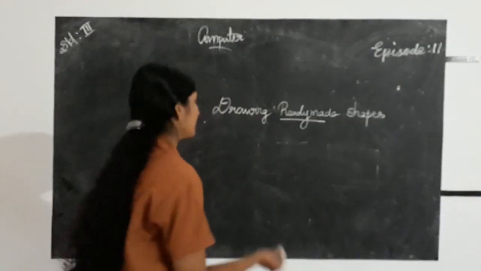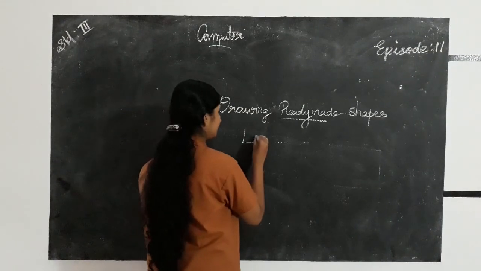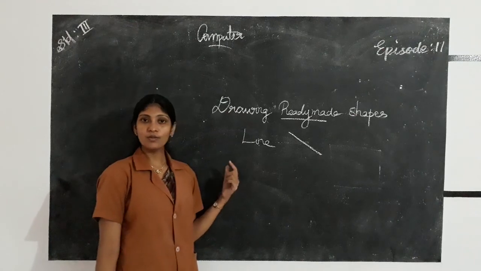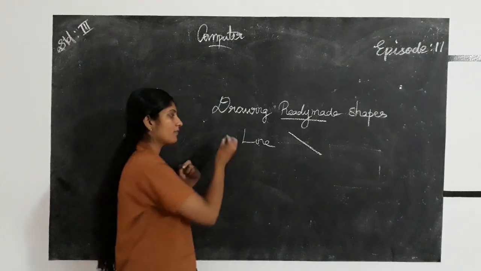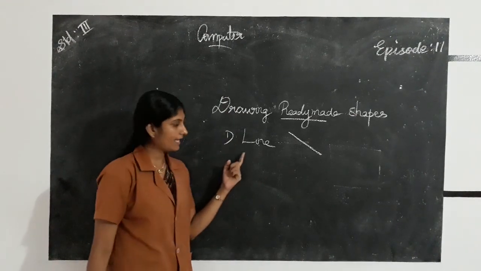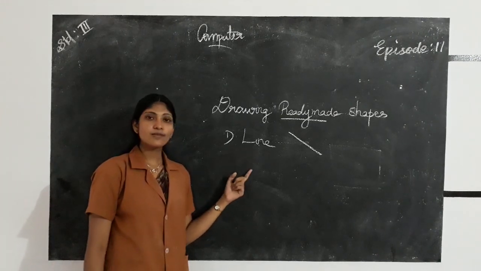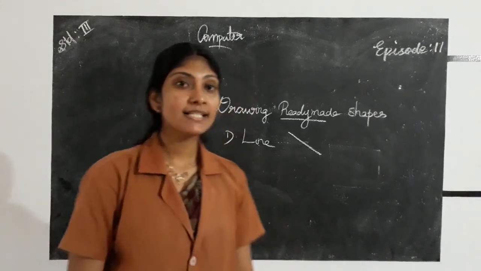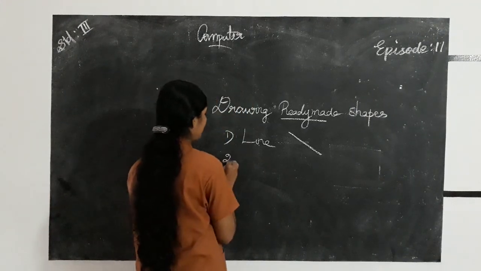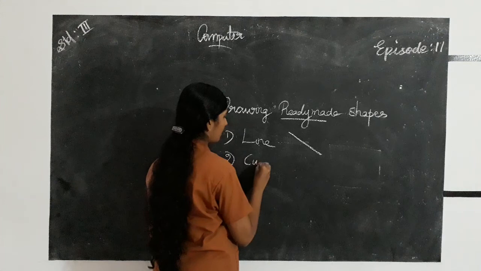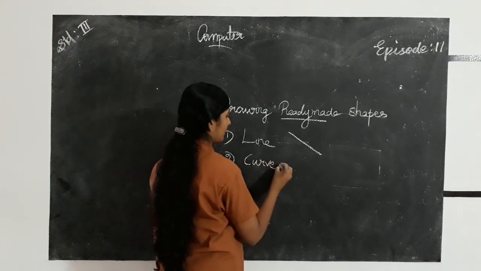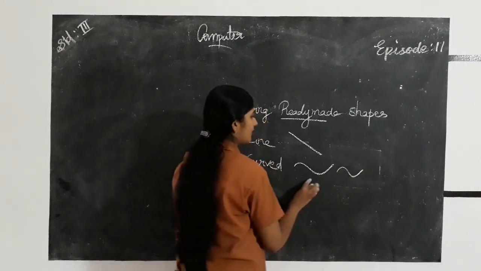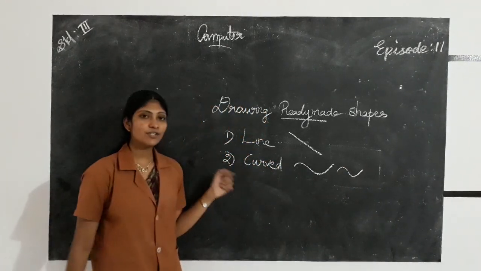So first shape is line. We know this is the line shape. It is used to draw lines. So first shape is what? Line. L-I-N-E, line. And this is used to draw lines. Second shape is curved. So what is curved shape? C-U-R-V-E-D. Curved. This type of like wave. This type of shape is curved shape.